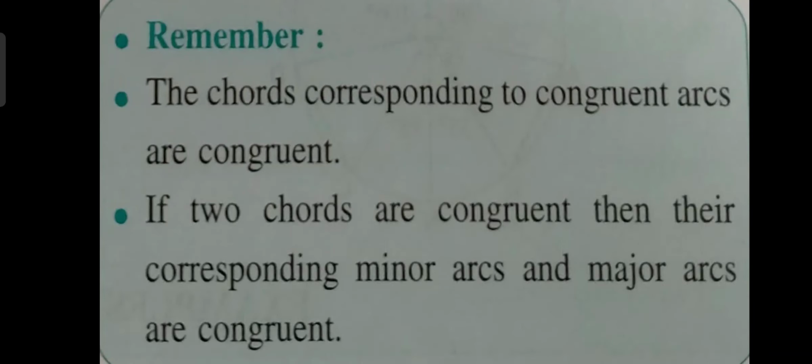So what we have to remember is that the chords corresponding to congruent arcs are congruent. If the chords correspond to congruent arcs, if the arcs are the same, then their angles are also the same, and the chords are also congruent. If two chords are congruent, then their corresponding minor and major arcs are congruent.